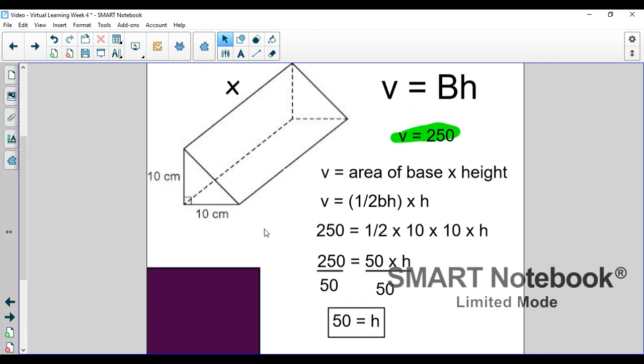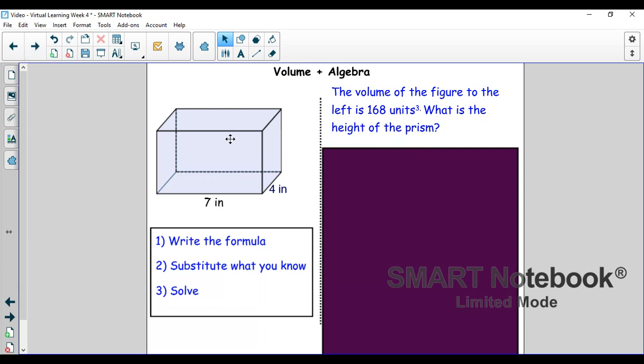And again, that makes sense, because if I check my work in a calculator, I do 1/2 times 10 times 10 times 50, I would get 250 cubic units. So again, this is really similar to last week. It's just we're going to work backwards. We're going to take one piece out of our formula for volume out, and we're going to solve for whatever that missing piece is. Next one we're going to go over is a rectangular prism.